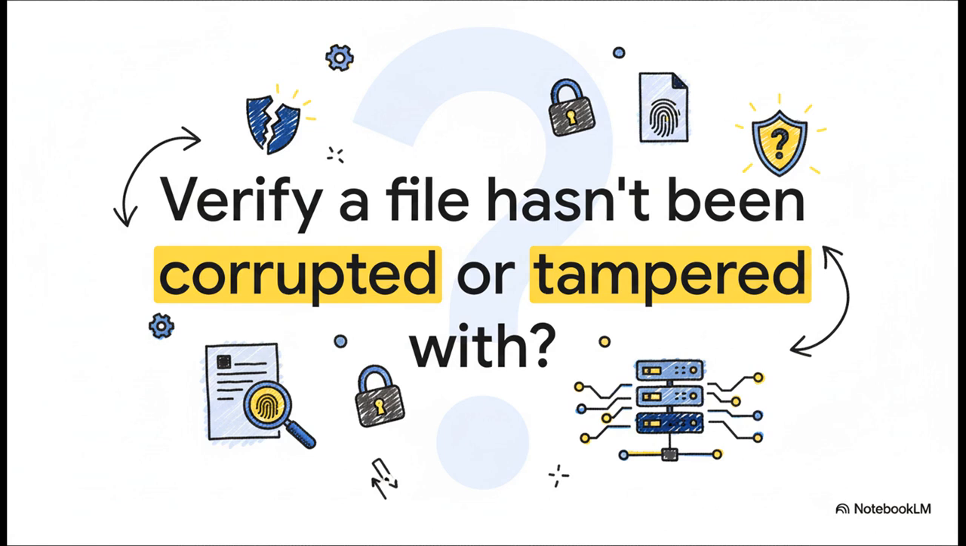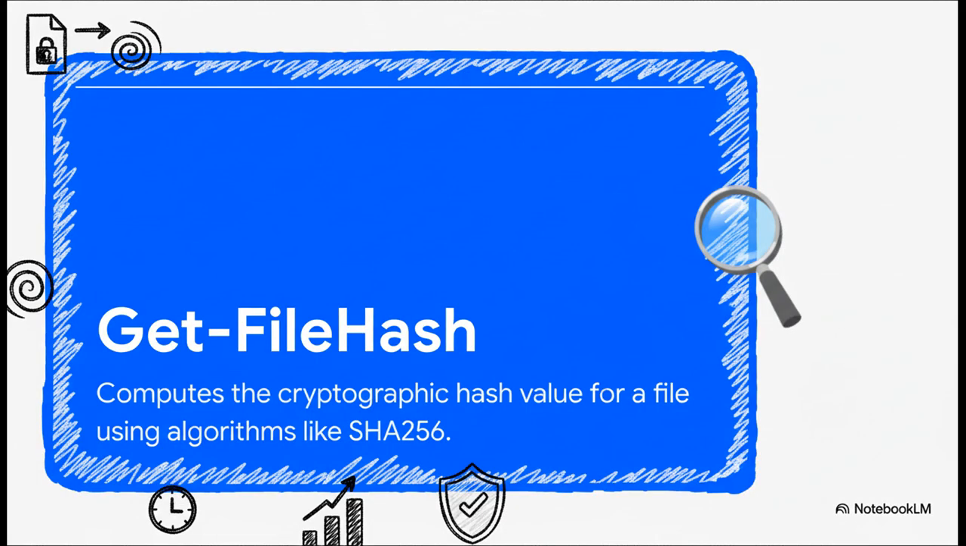All right, picture this scenario. You've just downloaded a really critical installer, maybe a server ISO. Before you deploy that across your network, how do you prove it wasn't corrupted during the download? Or even worse, how do you know it wasn't maliciously tampered with? You use a file hash.